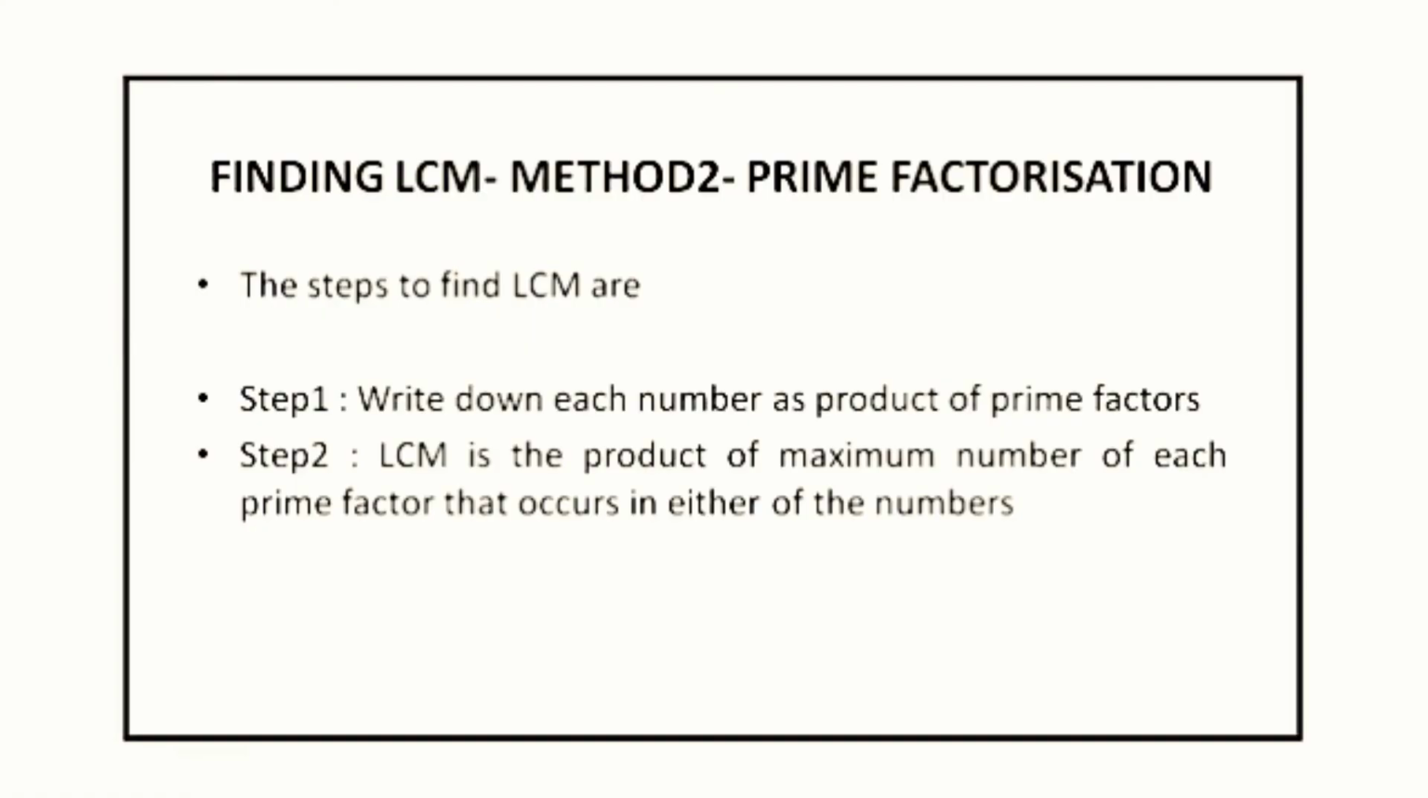Finding LCM by the second method, called the prime factorization method. The steps here are: step number 1, write down each number as a product of prime factors, as we did in HCF. Step number 2, LCM is the product of the maximum power of each prime factor that occurs in either of the numbers. Let's do it with the help of an example.